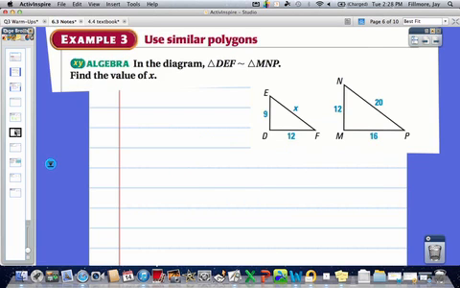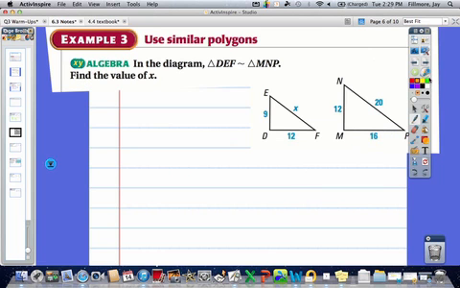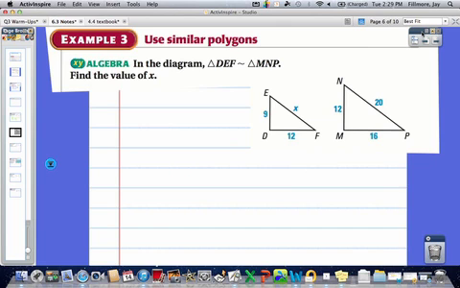Let's continue on. Let's use scale factor and similarity to solve for missing sides. So for this problem, we're given the fact these two shapes, triangle DEF and triangle MNP, are similar. We're going to find the value of x. Well, if these are similar, all of our sides are proportional. That means that 9 over 12 is equal to 12 over 16 is equal to x over 20. So all these should reduce to the same value, which is our scale factor.